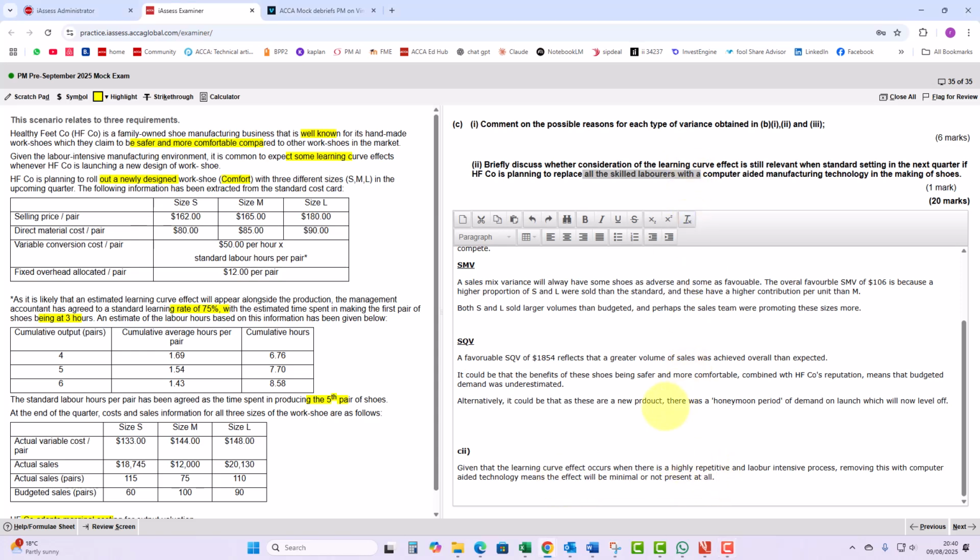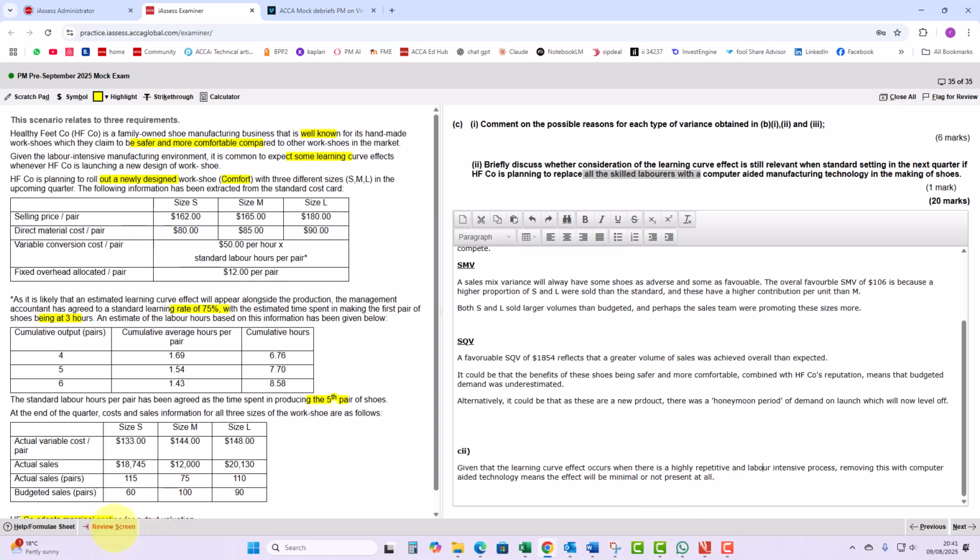And what that question was trying to do was make sure we understood these criteria. Highly repetitive, labour-intensive process is what's required for the learning effect, along with a workforce that are prepared to learn and improve and a stable workforce. And that's an example of where they look through some important things in the syllabus and they craft a question which effectively is trying to get you to demonstrate that you remember those bits of technical knowledge.